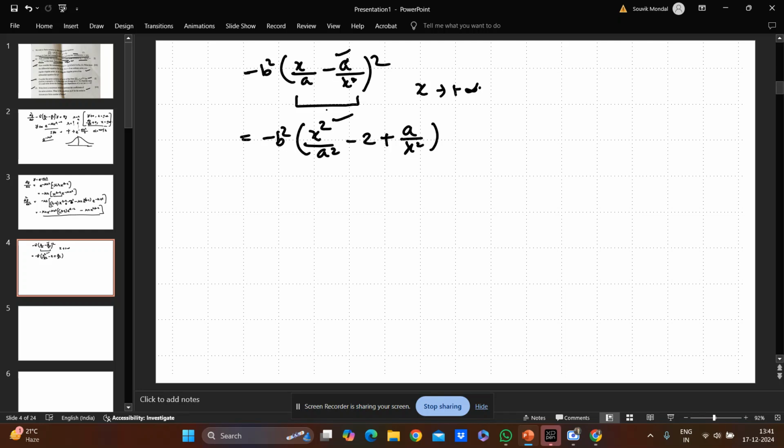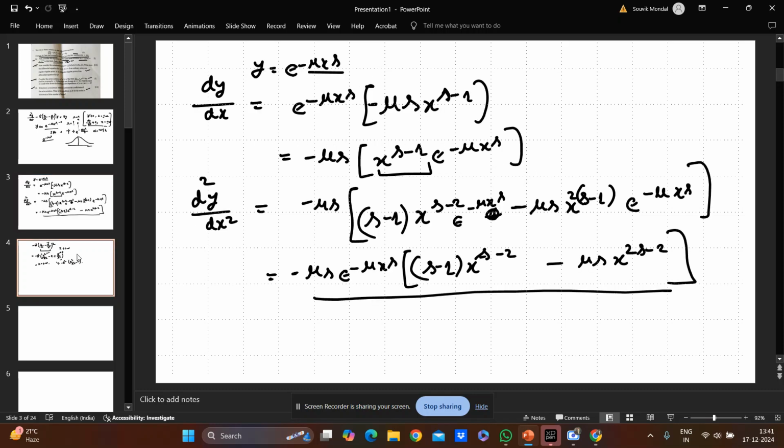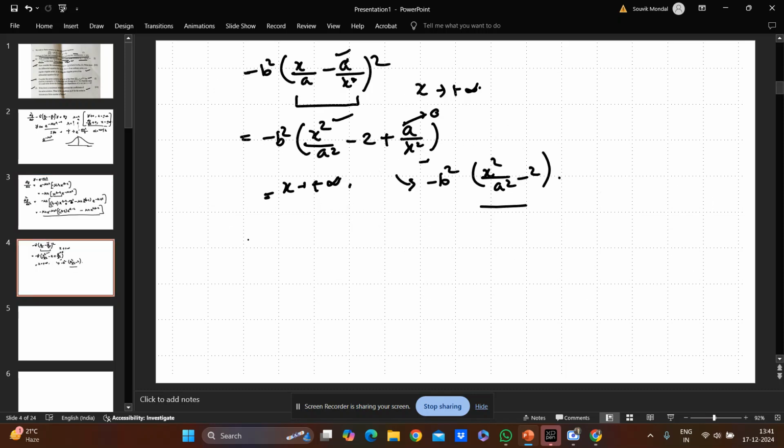So first do the expansion, otherwise you will lose a term. Now put x tends to infinity, then this term goes to 0. So at x tends to plus infinity, this term will be like −b²(x²/a² − 2). Now we have derived all the things: what d²y/dx² is and what this term is at x tends to infinity. Now write all these things.